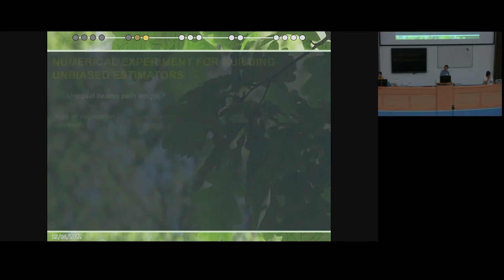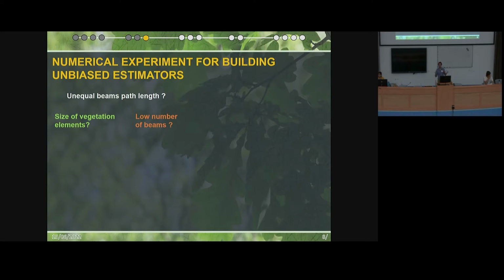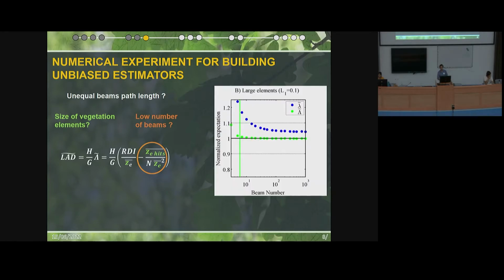So we compared these approaches and derived two estimators, and we tested the sensitivity of these estimators to the size of vegetation elements when the number of beams is low, for example. Here is the final formulation, and we corrected bias for this. For example, when the number of beams is low, here are the normalized expectations.